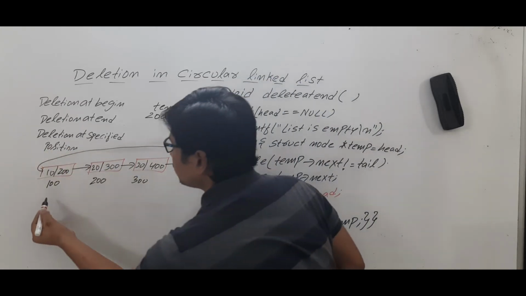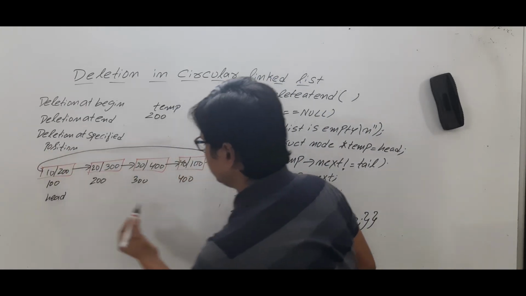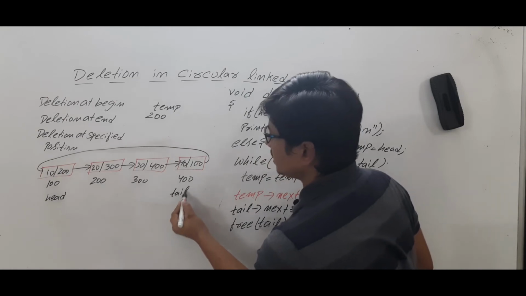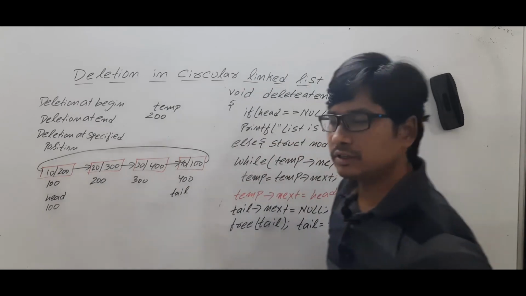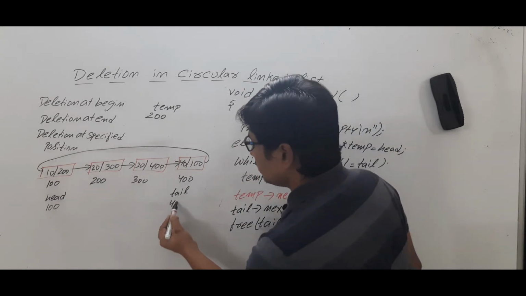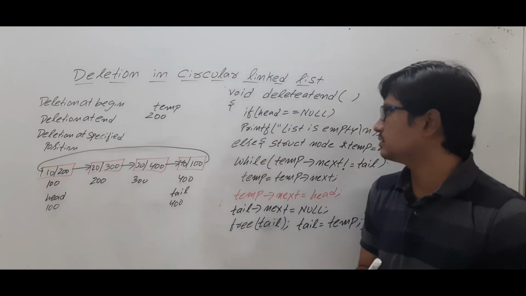Now you will have 2 pointers. One is head and another one is tail. Now head will consist of the starting node address and tail will consist of the last node address. Okay.